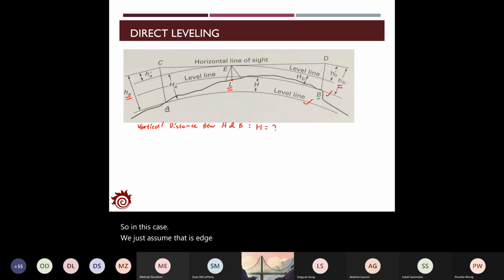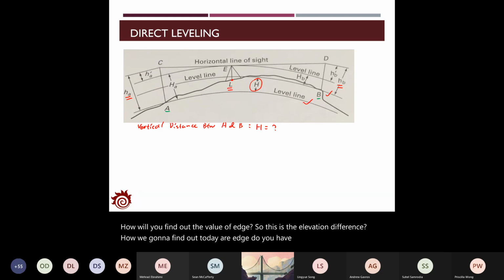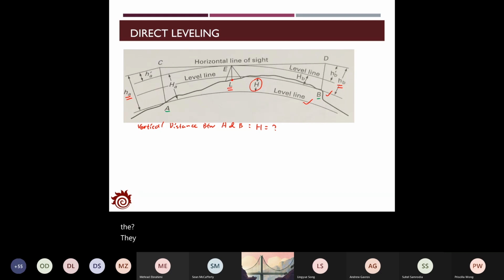What's the value of h? And from this figure, how will you find the value of h? So this is the elevation difference. How are we going to find h? Do you have any ideas about how to use the observed values, or the values that you read from this graph, to find h?